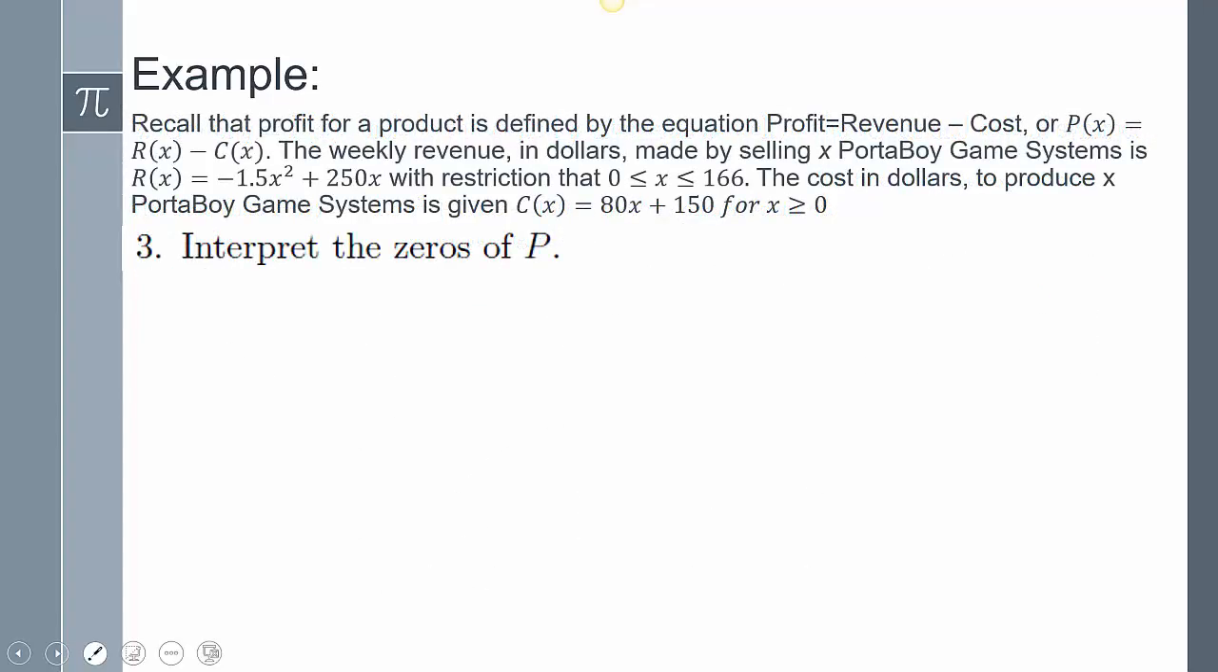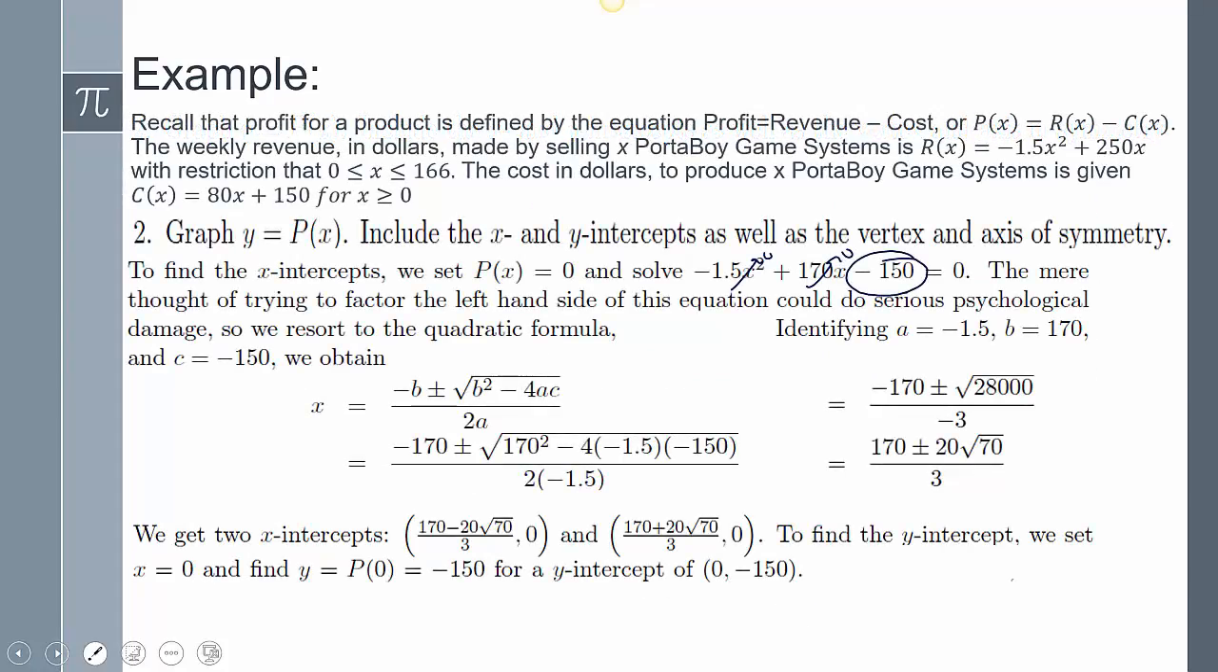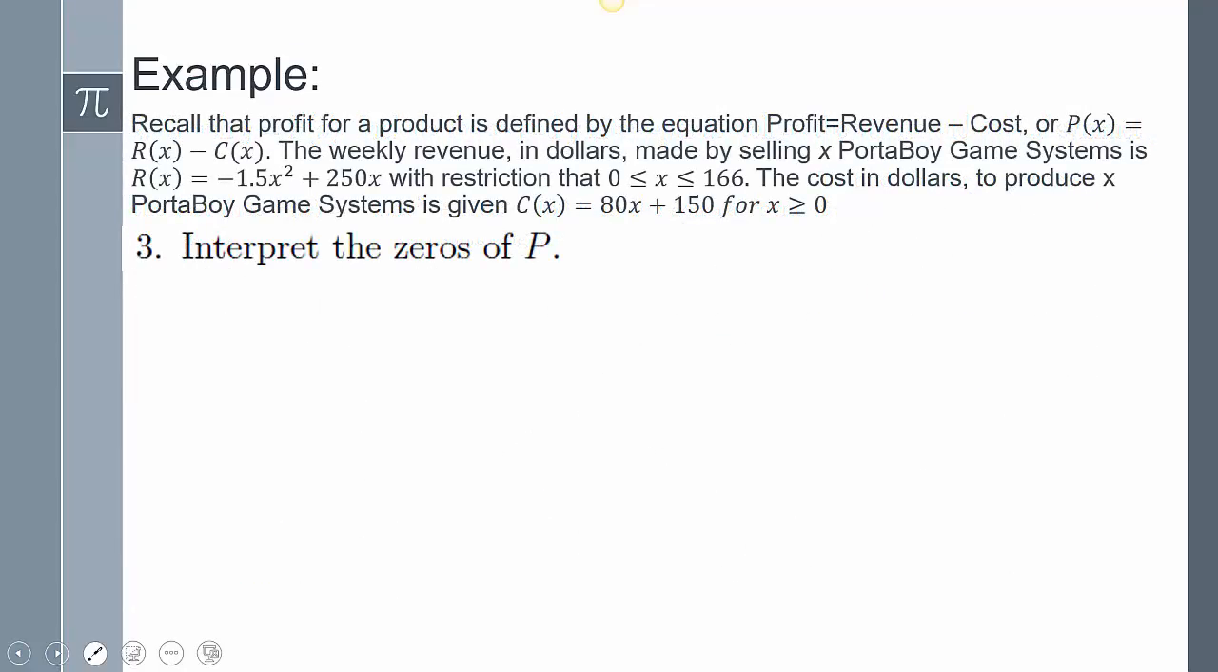Now it says interpret the zeros of P. Those zeros that we got, remember it was 170 plus or minus 20 root 70 over 3. All I did here was take these and simplify them. When you enter those into a calculator, you get decimals: 0.89 and 112.44. And that's when P of x equals 0.